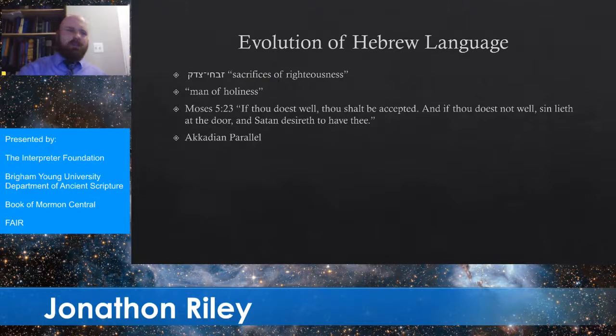However, the extra phrase is interesting in light of the origins of the word rabatz, translated as "lieth" in the King James. The word is a participle that comes from an Akkadian root and means to crouch or lie in wait, but also has the connotation of to lurk. In other words, sin is crouching or lurking outside Cain's door, in much the same way that a demon would in the Akkadian cultural sphere.